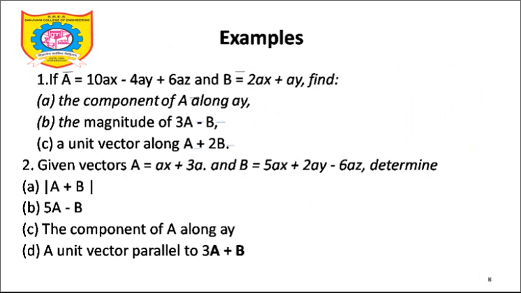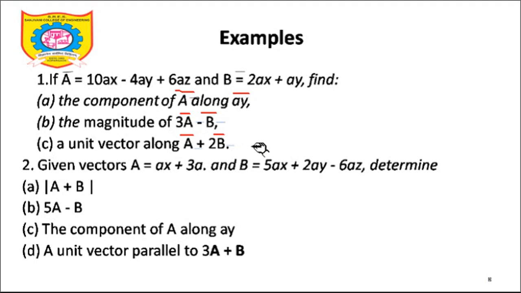Coming to the next point, now we'll see some examples. Examples are my favorite thing, so we'll try to understand these things by looking at the first example. The second example I will give you to solve. The first example is, if capital A bar is 10ax bar plus 4ay bar plus 6az bar, and capital B bar is 2ax bar plus ay bar. Now I need to find the component of A bar along ay, then the magnitude of 3A bar minus B bar, and third, a unit vector along A bar plus 2B bar. Look at this particular example.